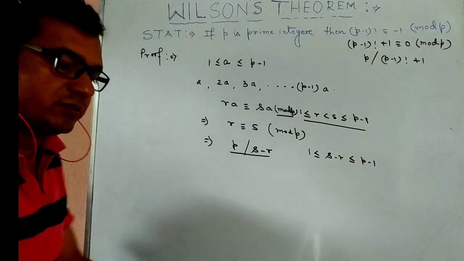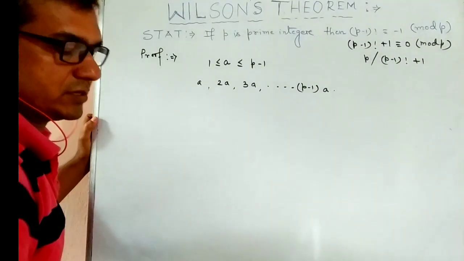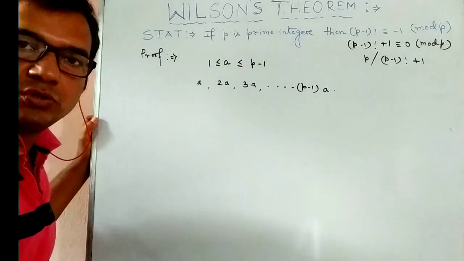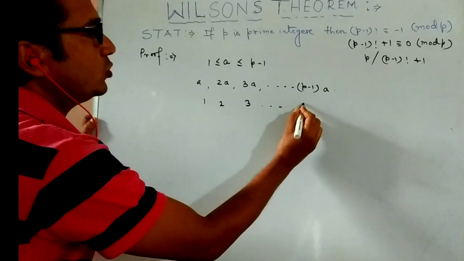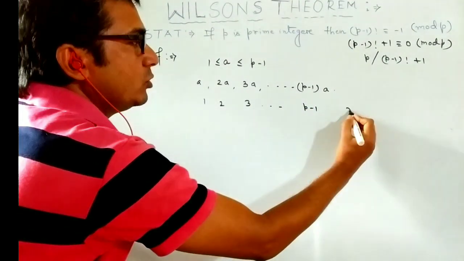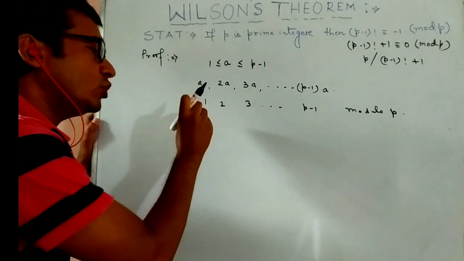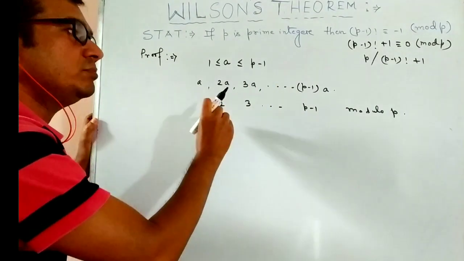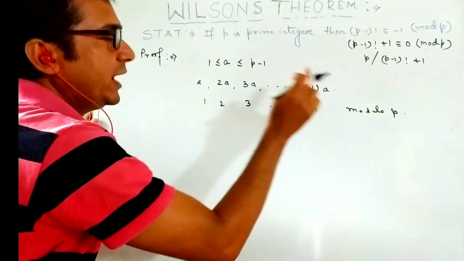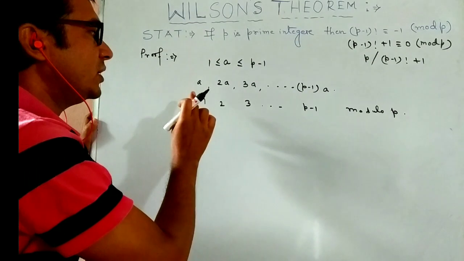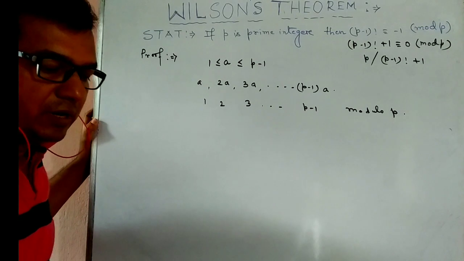That is, we say that these p minus 1 integers are congruent to 1, 2, 3 up to p minus 1 modulo p, but may not be in this order. Okay, because when you divide an integer by p, it leaves remainder either 1, 2, up to p minus 1.